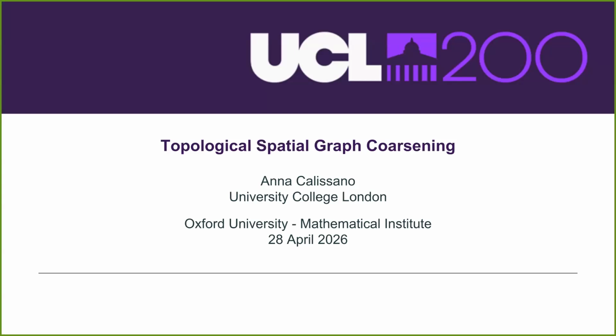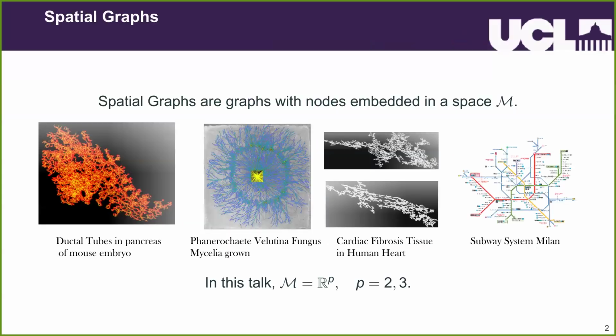So today I want to talk about this recent project on how we can coarsen a spatial graph using some topological data analysis. So spatial graphs are graphs where the nodes are embedded in space that you can call M, but in this talk it's going to be a Euclidean space of dimension either 2 or 3. These data are very interesting, I think, because they arise naturally as a way of describing many applications.